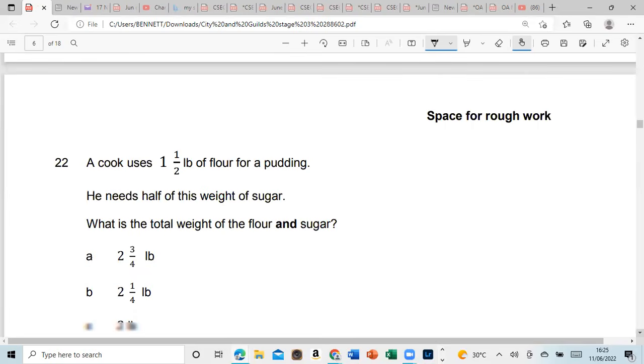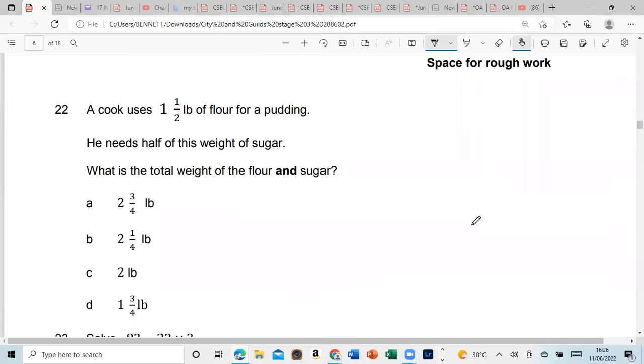I think I want an exam question. A cook uses 1.5 pounds of flour for pudding. He needs half of this weight of sugar. What is the total weight of flour and sugar? Alright, so 1.5, or we can say 1 and a half. In terms of a fraction, what is half of 1.5? That's going to be 3/4, right?